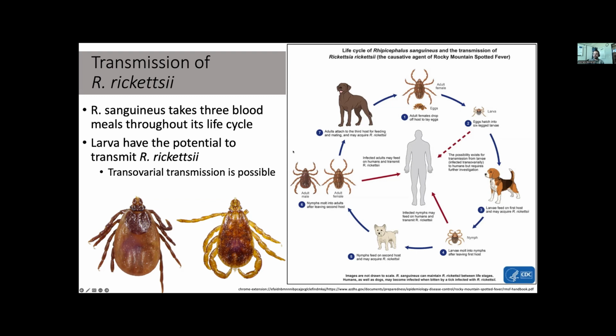In addition to the transmission between dog and tick, larvae also have the potential to transmit Rickettsia rickettsii, since transovarial transmission is possible from adult female to the eggs that they're laying. And so humans can also be bitten at any point during this life cycle and be infected with Rickettsia rickettsii.